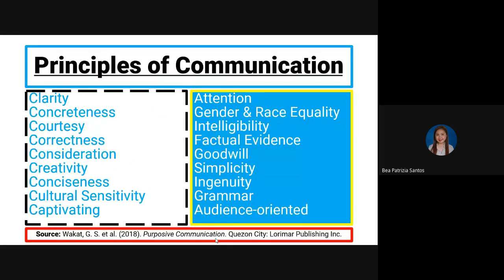Now, we have two boxes, one on the left and one on the right. So this will be matching type. There are C's of communication. We have to match them with the words found in the blue box on the right. 9 C's of communication. So the first one is clarity. Which word on the right do you think is associated with clarity? Please type your answers on the chat.